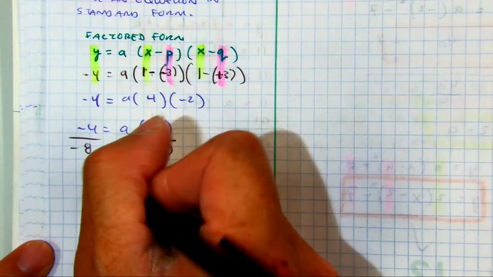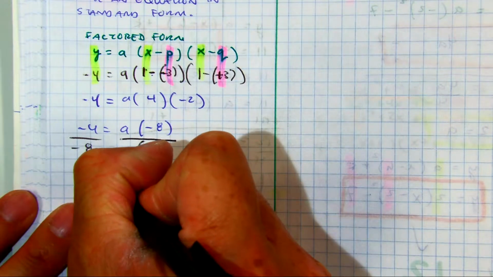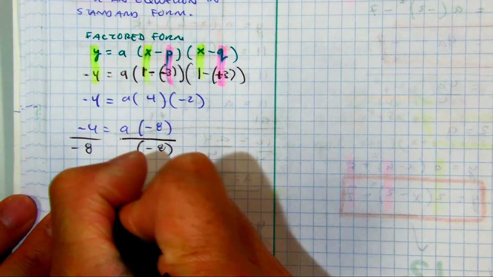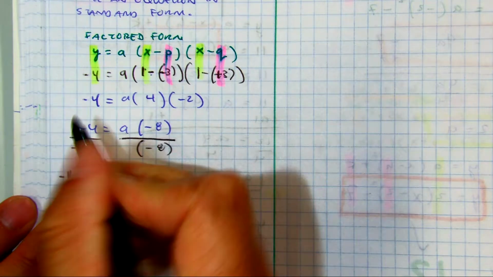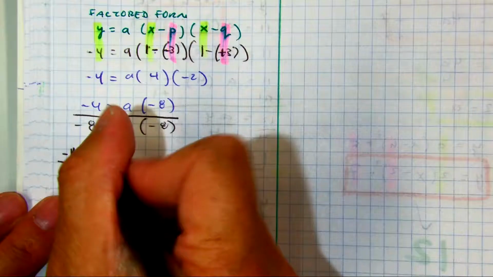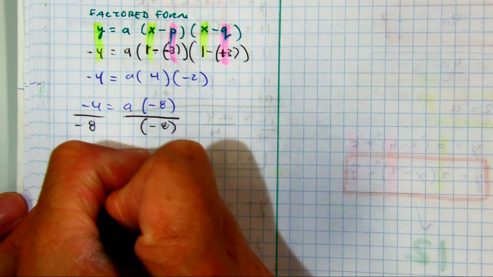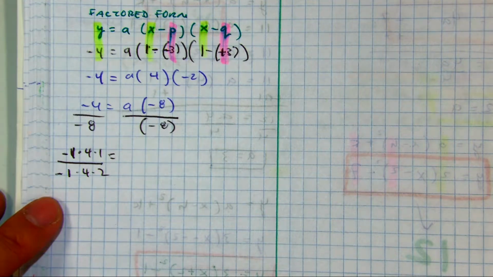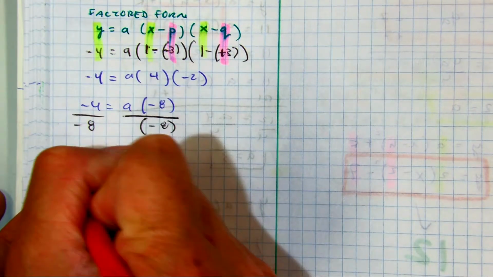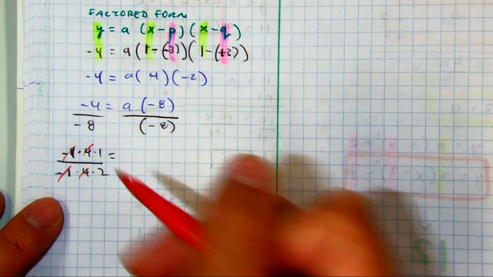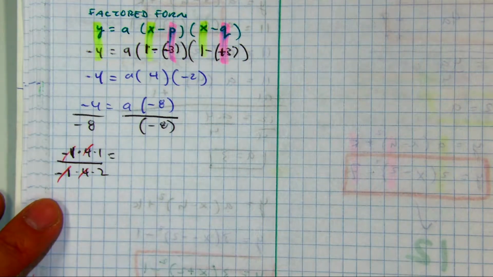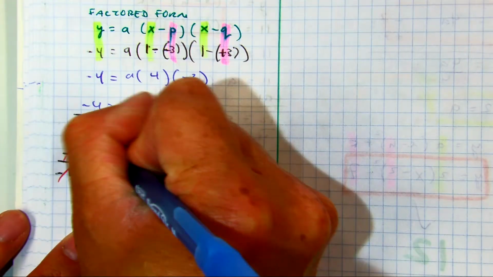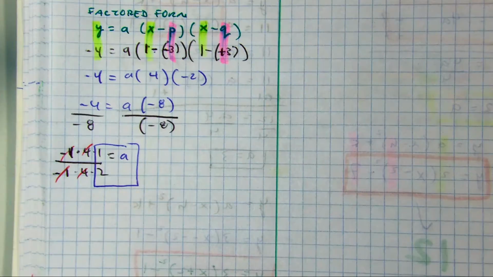What are the factors of -4? -1 times 4 times 1. Factors of -8 are -1 times 4 times 2. So basically I'm showing you how to reduce. So negatives is 1, 4s are 1, A is equal to what? 1/2. Raise your hand if you got that. Alright, so we have the A value.